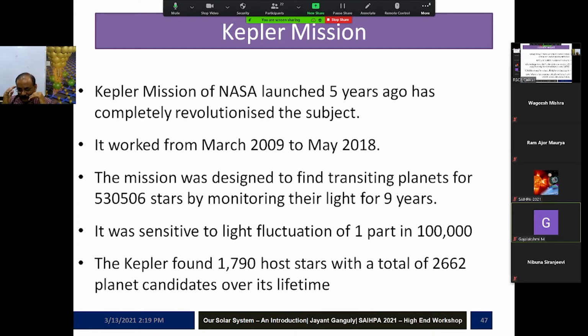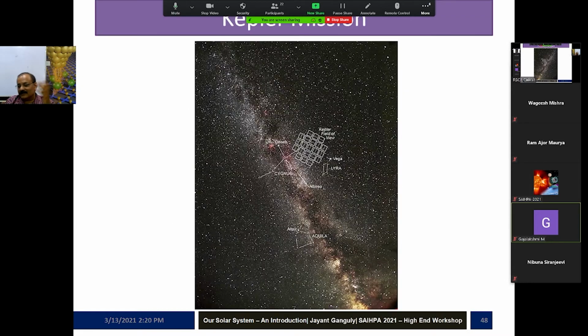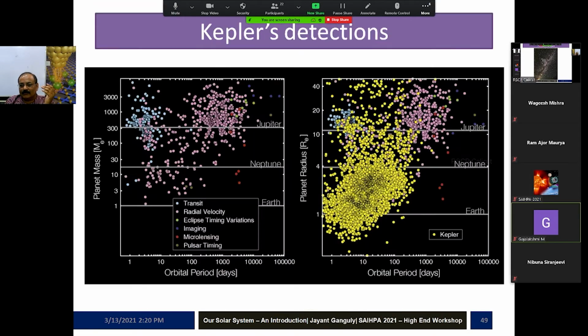If you say that 5,30,506 stars, and it was sensitive to the fluctuation of 1 part in 1 million, 1 lakh, you can say, and then it found around 1,790 host stars with a total planetary candidates of 2,660. So many planets it got. It discovered so many planets and planetary systems, and this is one of the pictures which shows how it is operating in which direction.